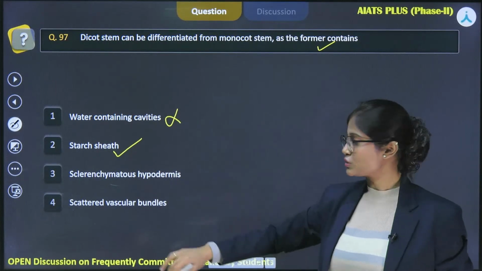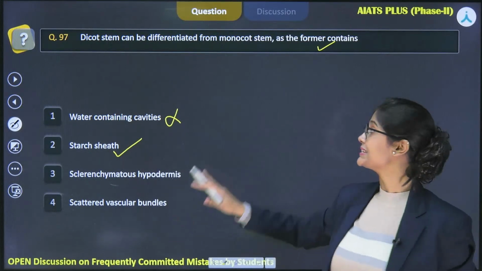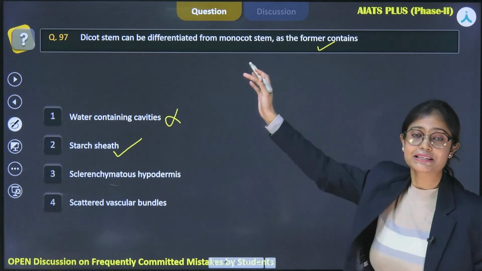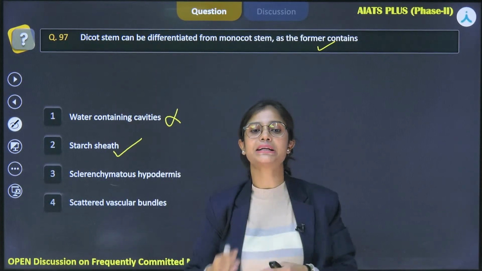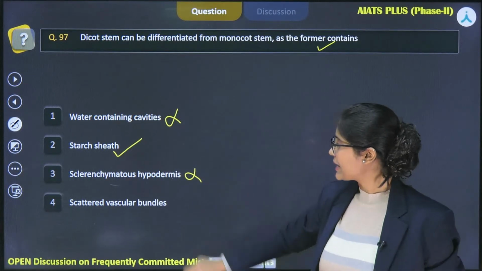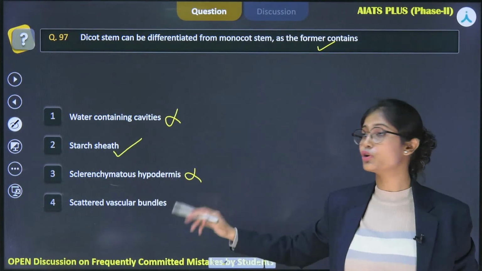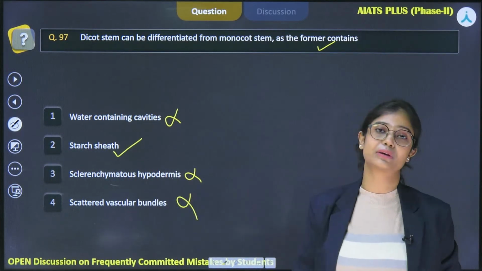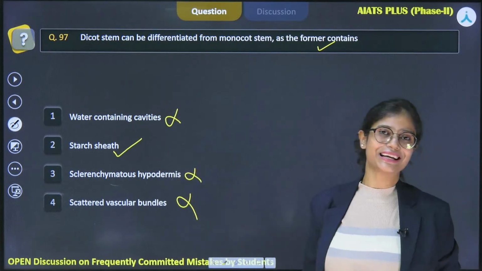Let's see the other options also. Option 3, sclerenchymatous hypodermis. Sclerenchymatous hypodermis is present in the monocot stem, not in dicot stem. Dicot stem had collenchymatous hypodermis. Right, so this option is also incorrect, and the fourth one is scattered vascular bundles, which is found in monocot stem, not in dicot stem. So this option also gets ruled out. So this is how we rule out the options and hit the correct answer.